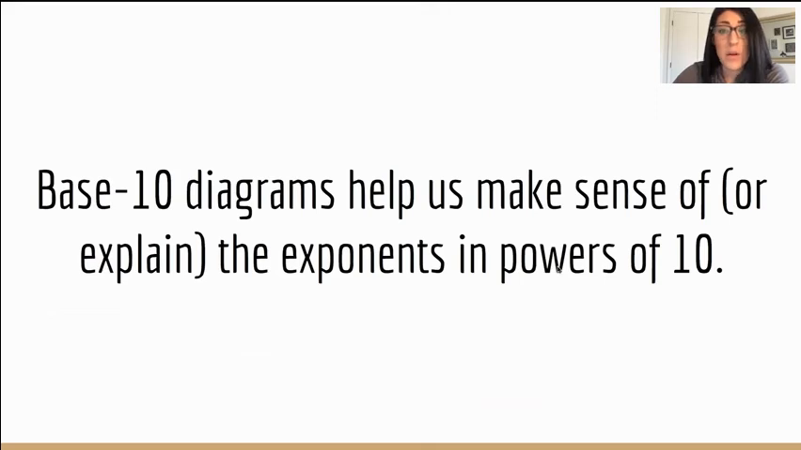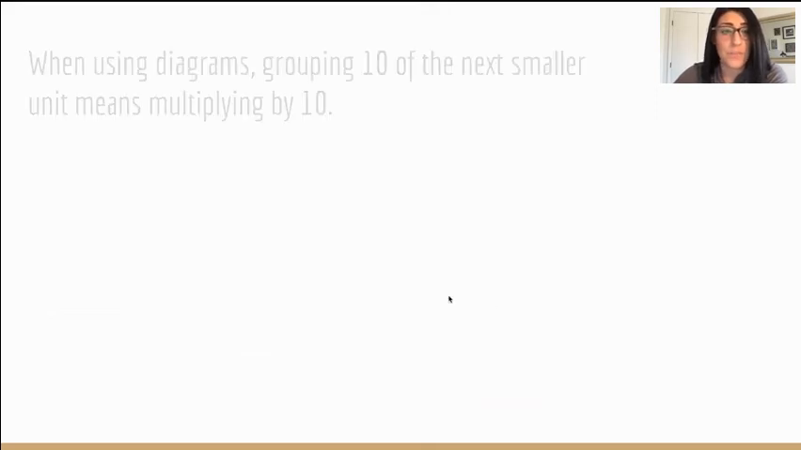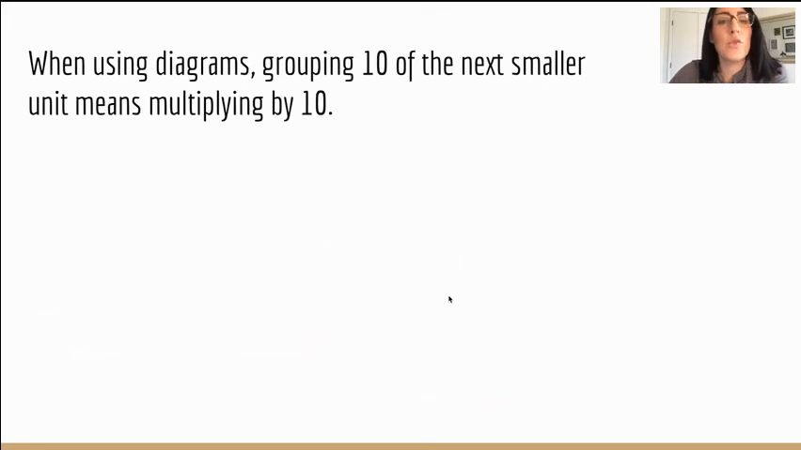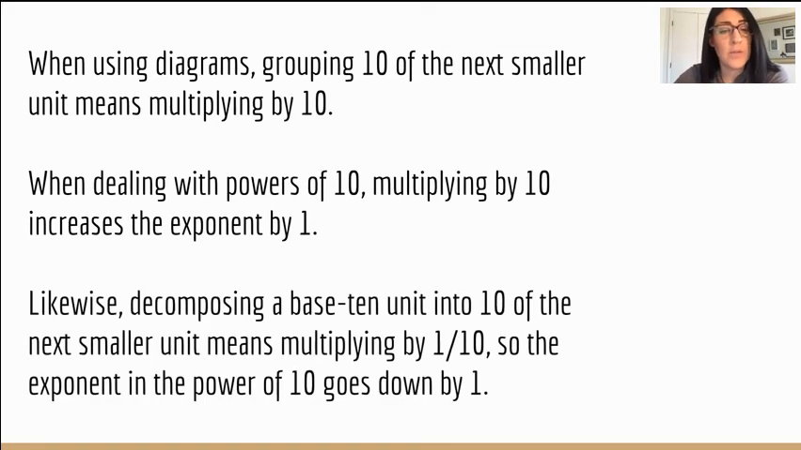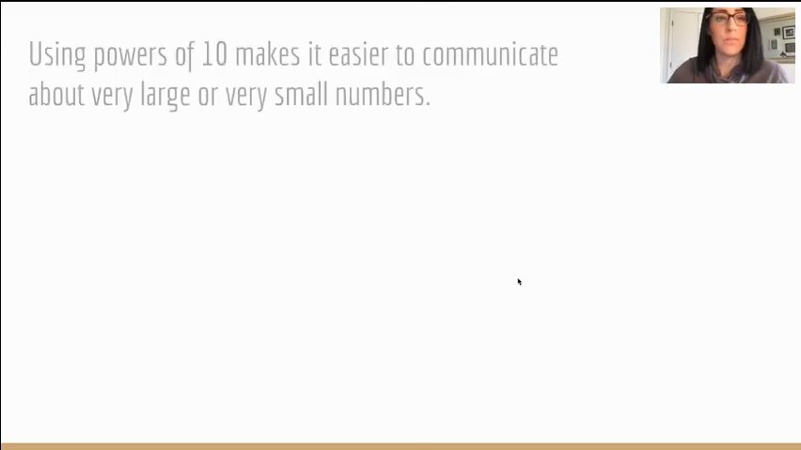Base 10 diagrams help us make sense or explain the exponents in powers of 10. When using diagrams, grouping 10 of the next smaller unit means multiplying by 10. When dealing with powers of 10, multiplying by 10 increases the exponent by 1, which we just discussed. Likewise, decomposing a base 10 unit into 10 of the next smaller units means multiplying by a tenth, so the exponent in the power of 10 goes down by 1. So again, making those connections from some of our previous videos.